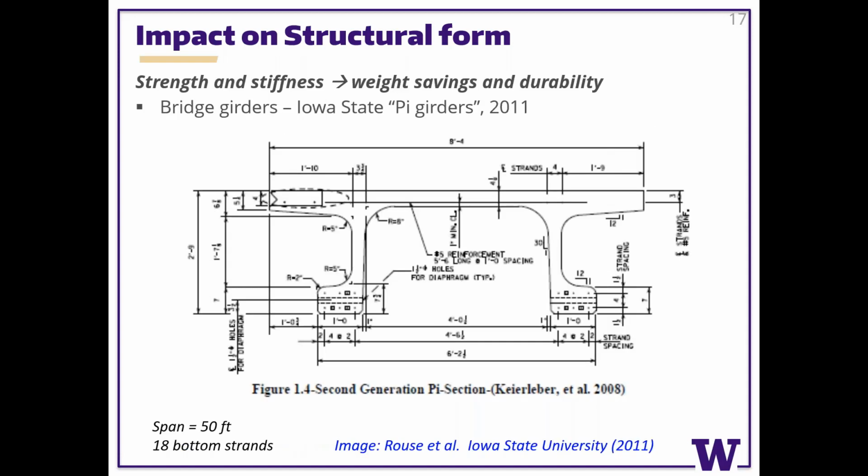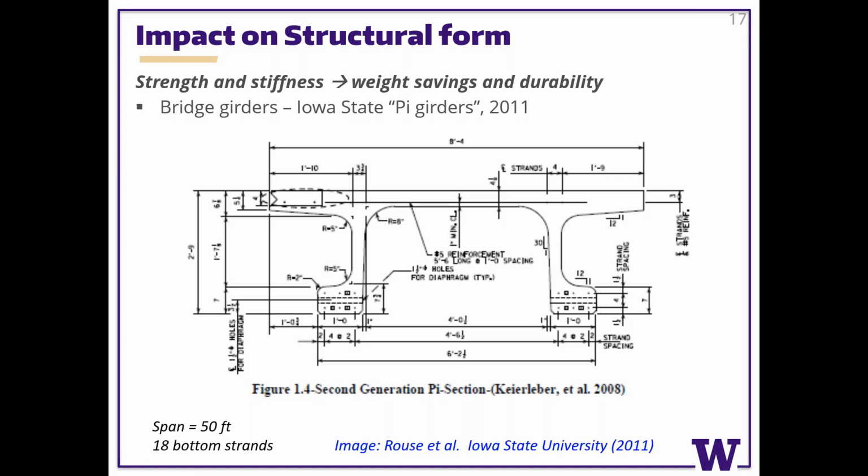If we look at bridge girders, this is the Iowa State pie girder, which they used and they built a bridge out of. And I believe the original version of the pie girder was actually developed at FHWA, and this is the kind of second generation one. And what you can see is it took some thought to work out how to make the pie girder. It looks a bit like a double T with big feet on it, the big feet being down here.